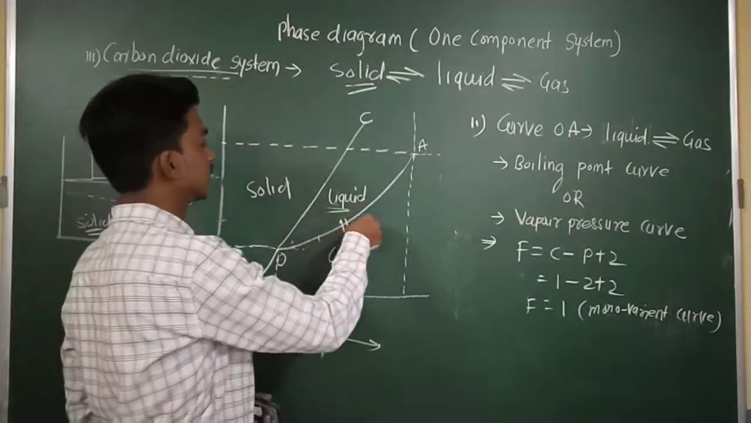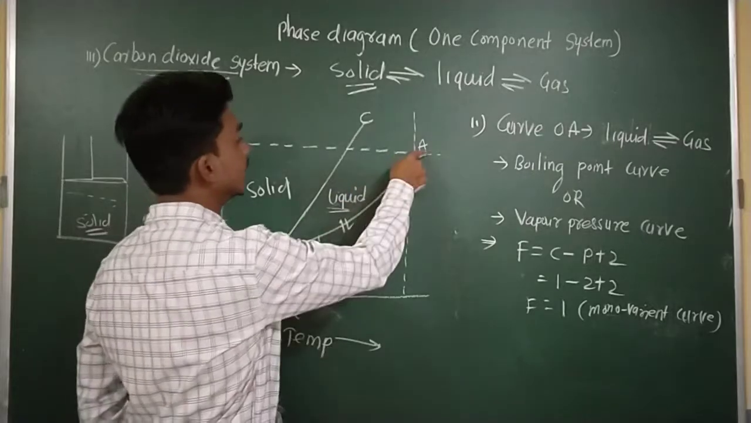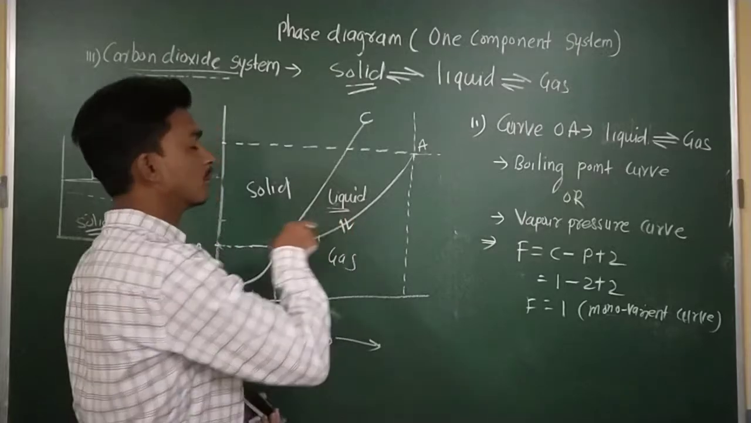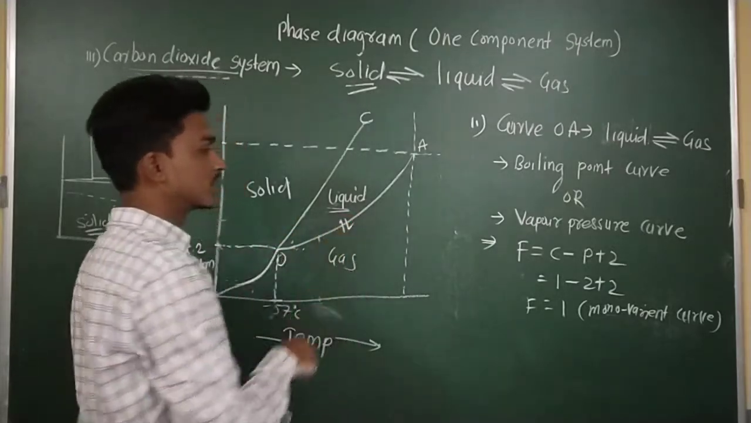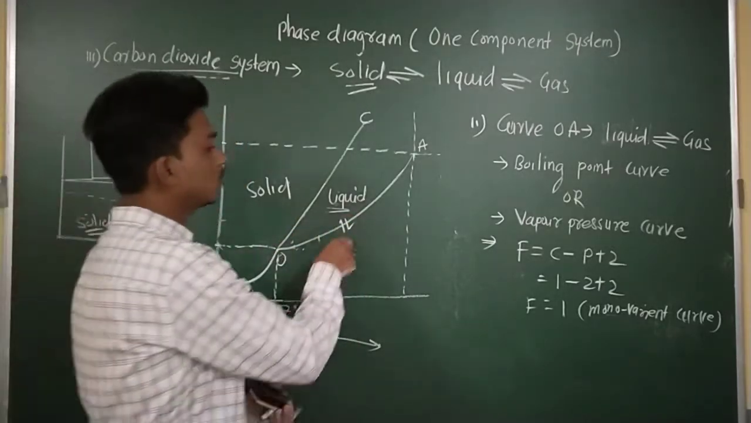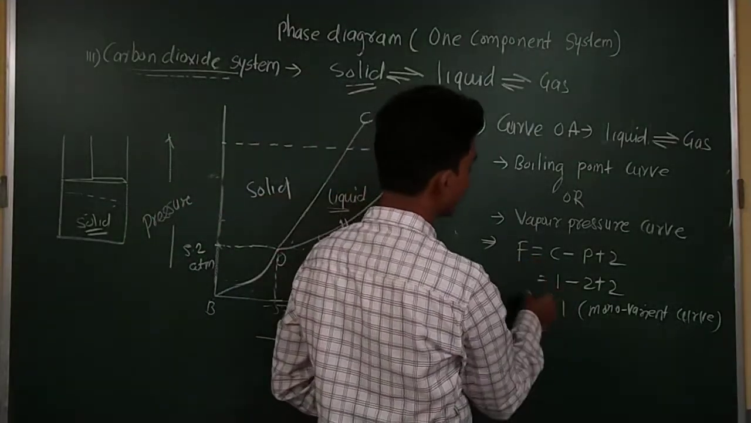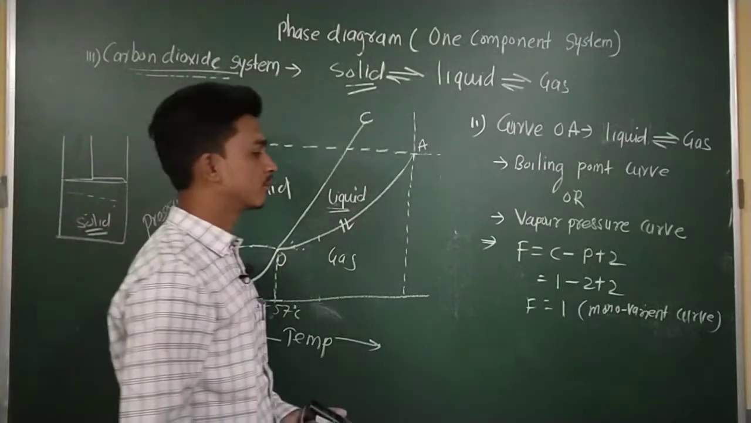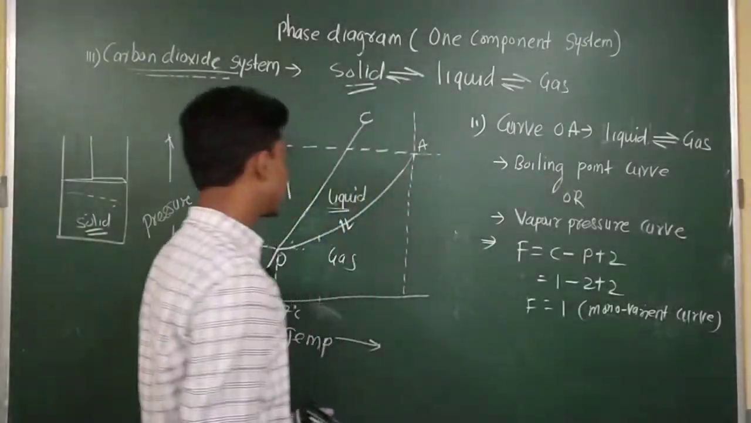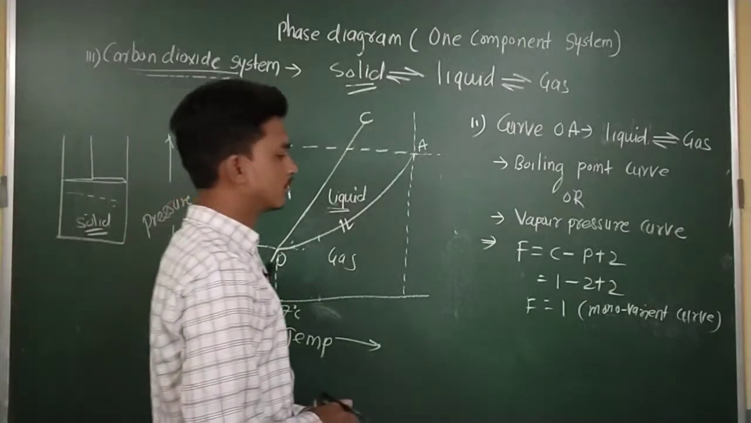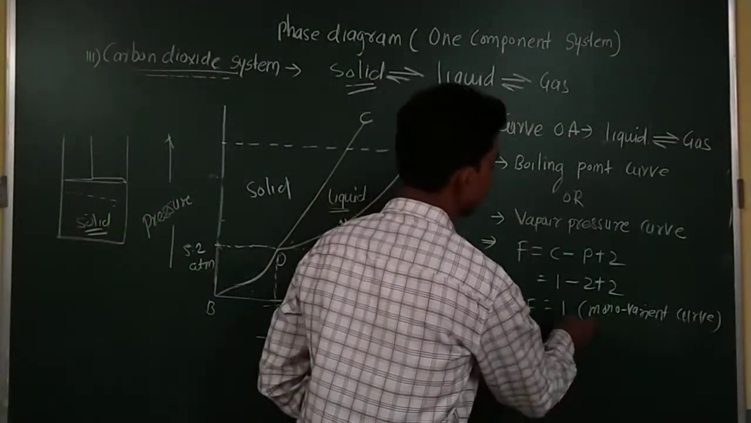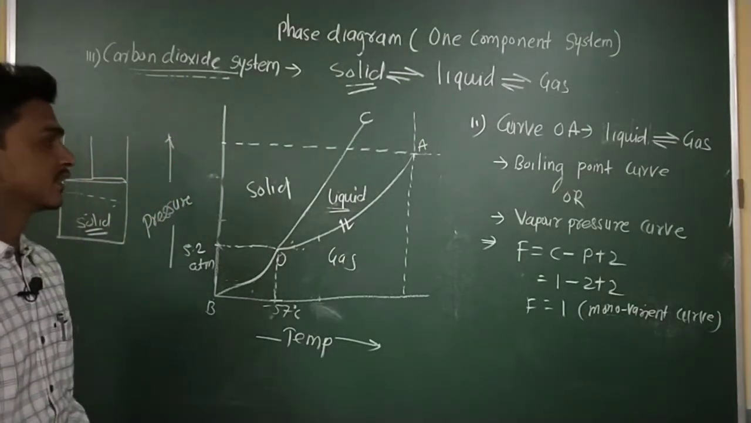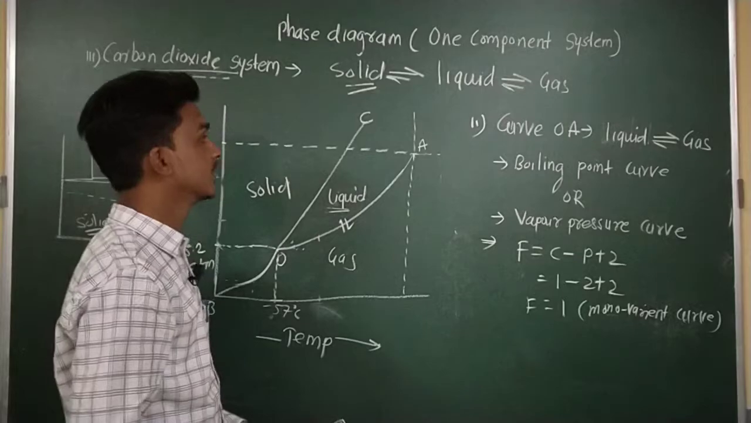We can say the curve O to A is a monovariant curve, also known as the boiling point curve or vapor pressure curve. Why a monovariant curve? Because from the phase rule we have calculated the degree of freedom of the system. F is equal to 1, and by using these phase rules, we can say this is a monovariant system or monovariant curve.